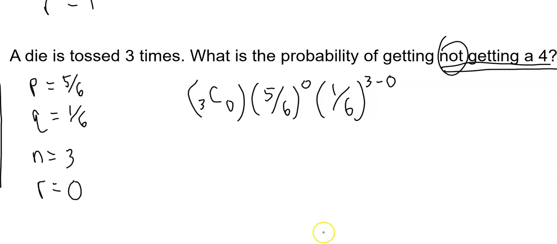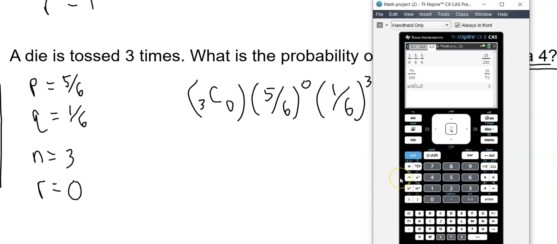So get your calculator out. And we're going to type this in. So this would be nCr 3 comma 0 times 5/6 to the 0 power, which of course is just 1, times 1/6 to the third power, or 3 minus 0 power, which is third power. We get 1 over 216.